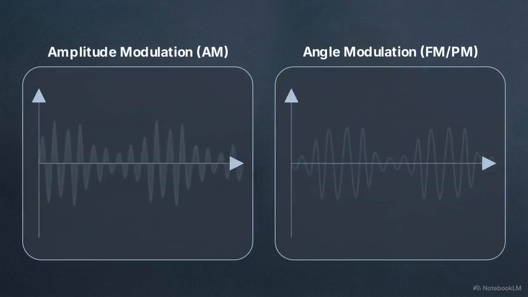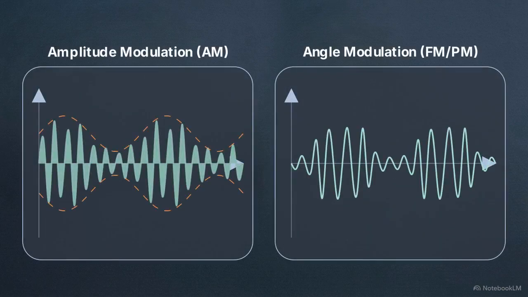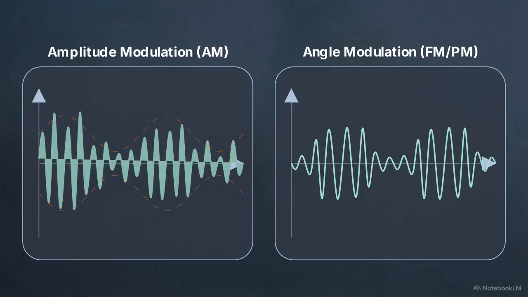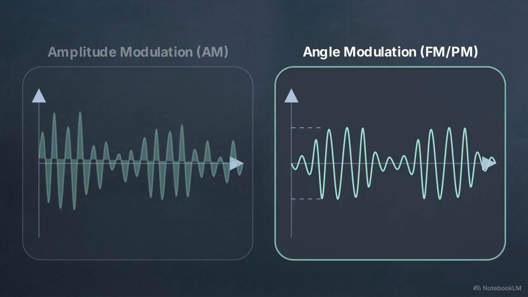In amplitude modulation, the message signal is encoded directly into the height or amplitude of the carrier. This creates a specific vulnerability. When external noise interferes with the signal, it alters that amplitude, corrupting the data before it reaches the receiver.